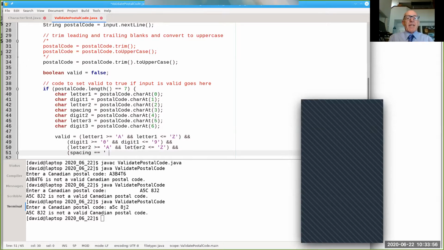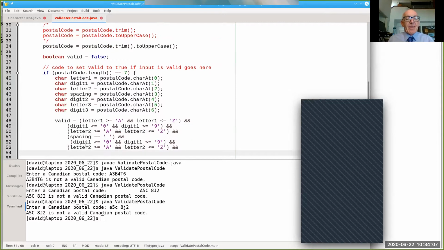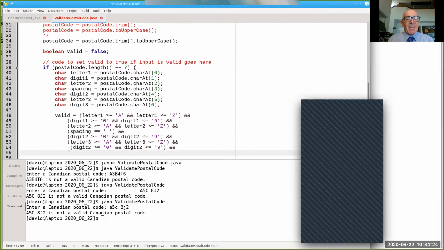Spacing has to be exactly equal to a single space. There's letter 1. Now I got digit 2, letter 3, letter 3. And finally, my last thing that I need to look at is digit 3. And there's no "and" at the end of it. So if all of those things are true, then it's valid. Otherwise, it isn't.